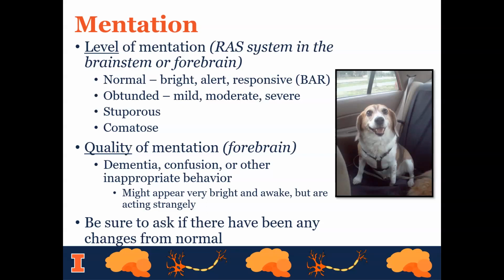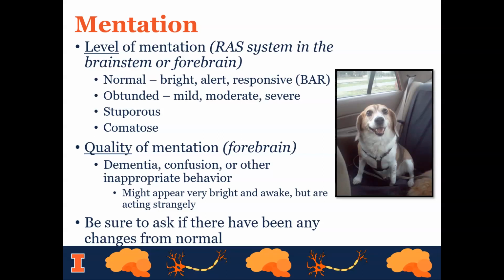So when I think of then that level of mentation, we're thinking about the reticular activating system, or the RAS. It's also called the ARAS, and that's the ascending reticular activating system. So it's all the same thing. This is the part of the brain through the brainstem and forebrain that helps us to be alert and awake and respond to our environment. So if you have problems in either the forebrain or the brainstem that affects that RAS system, then animals can be sleepier than they should be.